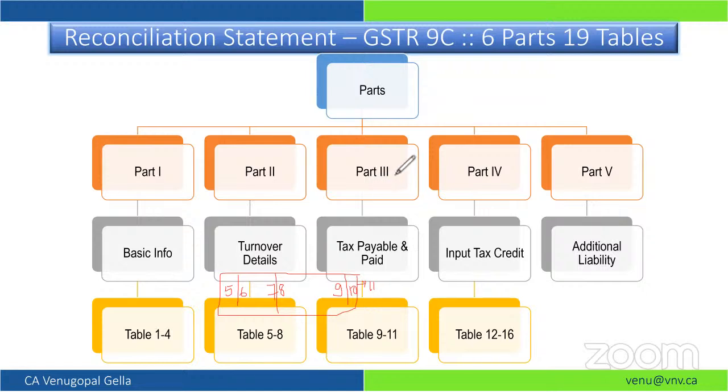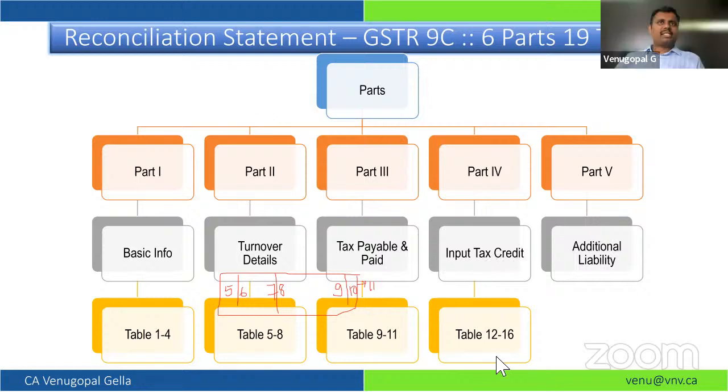Let's move on to part 4, which is input tax credit. As I said, for input tax credit, you have to see whether it is available in the books or not. That is dealt with in table 12. If it is matching with the books and the credit that you have claimed, well and good, else you give an explanation in table number 13.